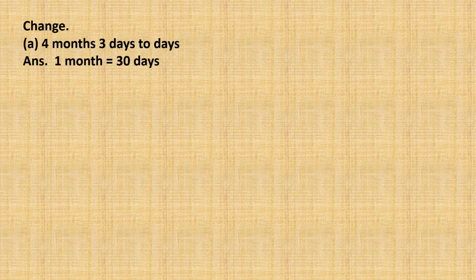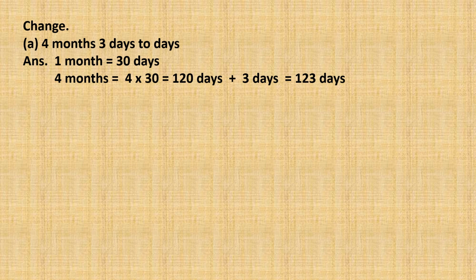So what you will do, as I told you earlier, whenever you change a bigger unit to a smaller unit, you will multiply. So 1 month has 30 days, so 4 months will be 4 into 30. That is 120 days. And 3 days is already in days, so no need to change anything there. That you will add. So 120 days plus 3 days will be 123 days.